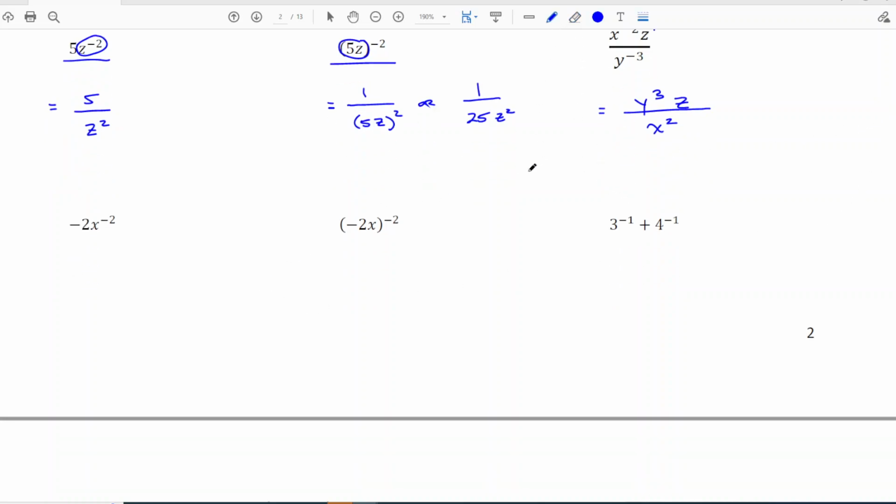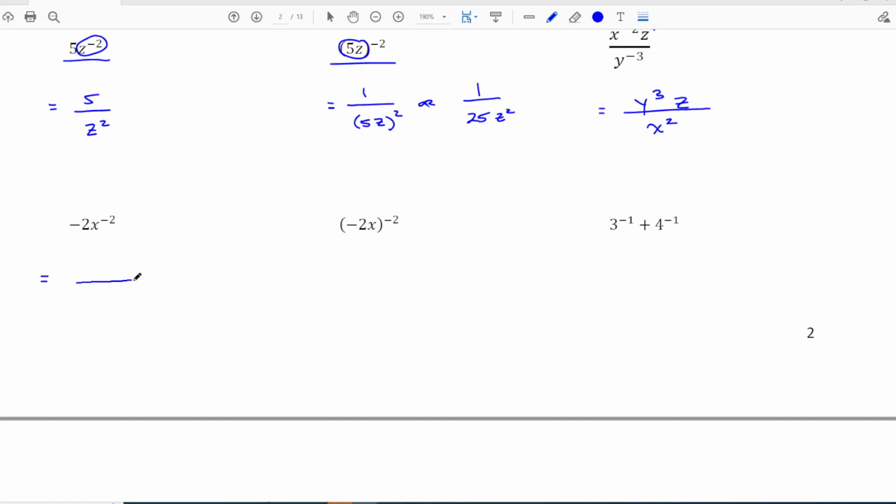All right, what about these next two? So this could be a chance to pause your video. I asked these two questions. Now I'm asking these two questions. Can you give me the final answer with positive exponents only? Pause the video, give it a go.